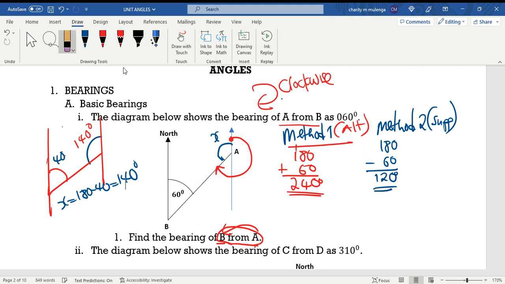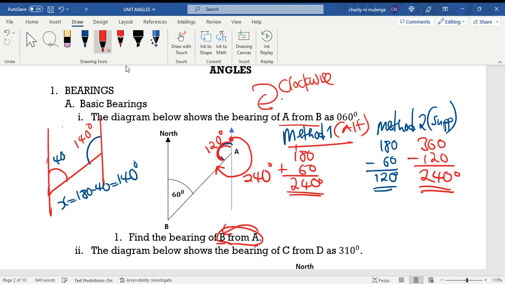Now bear in mind that's not the final answer, that's just part of the answer. So that 120 degrees is this angle here. Now you're going to realize that 120 and the bearing outside that we are looking for add up to 360 because it's forming a full circle. So the last thing you're going to do is say 360 minus the angle that you got. So 0 minus 0 is 0, 6 minus 2 is 4, 3 minus 1 is 2. So this bearing outside here is 240 degrees, whether you use alternate angles or supplementary.